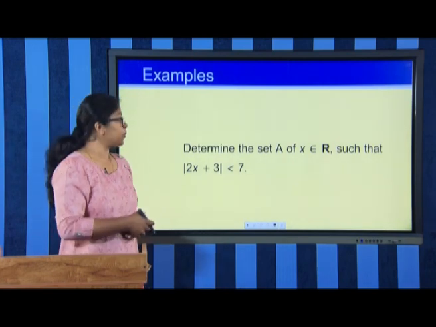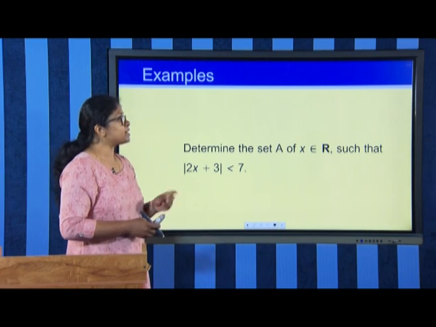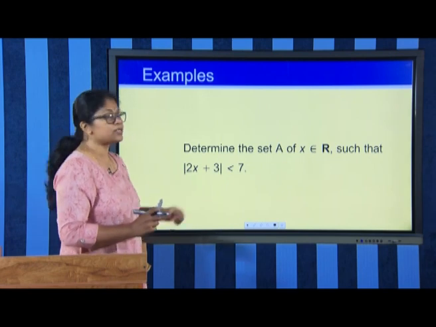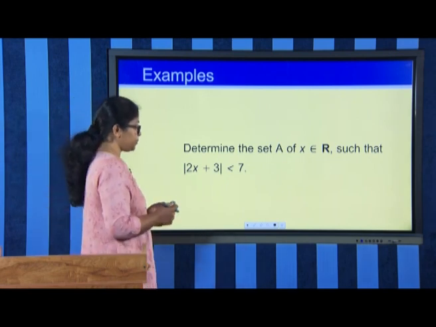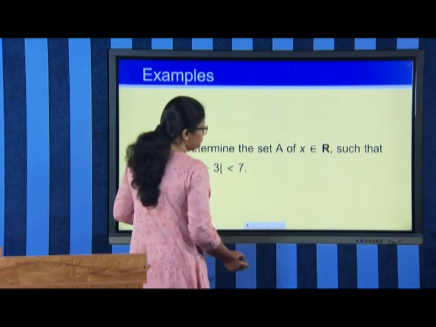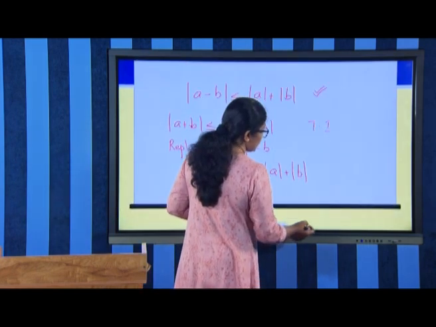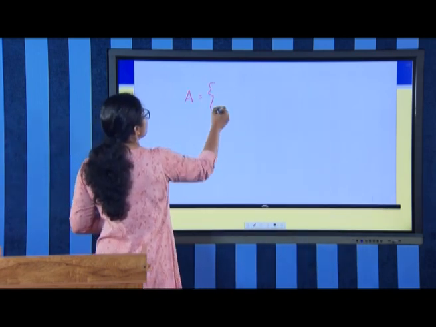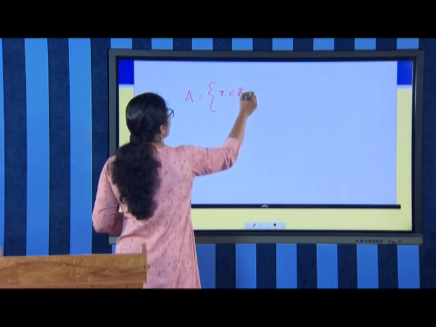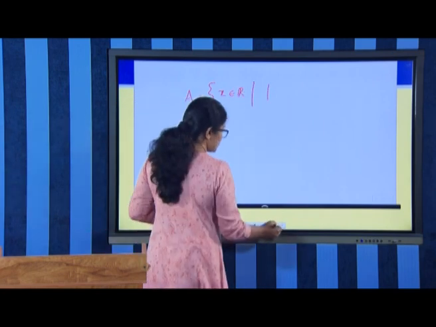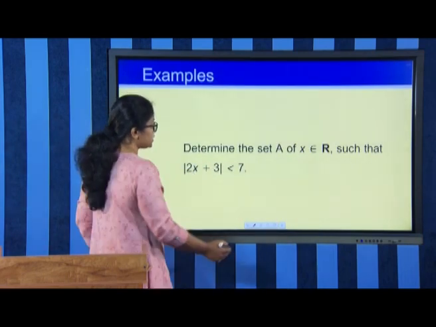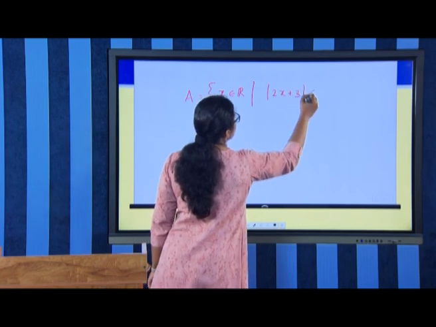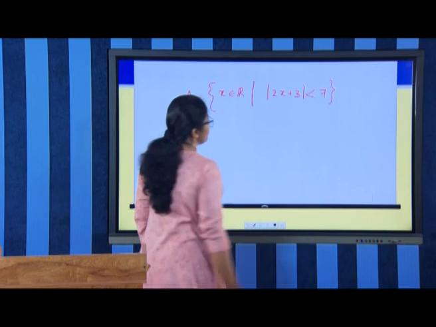Now, as an example, we can see, determine the set A of all those real numbers x such that modulus of 2x plus 3 is less than 7. So, let us look at this question and we shall see the solution. We need to find A, equal to the set of all real numbers for which modulus of 2x plus 3 is less than 7.